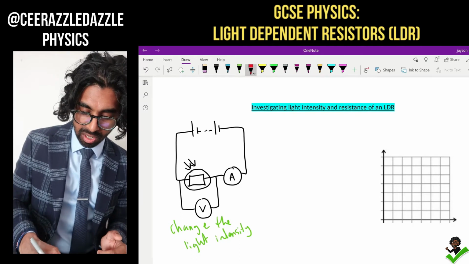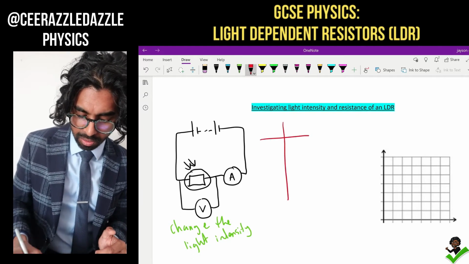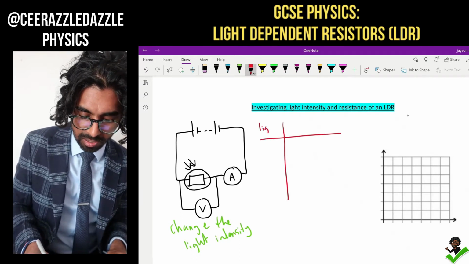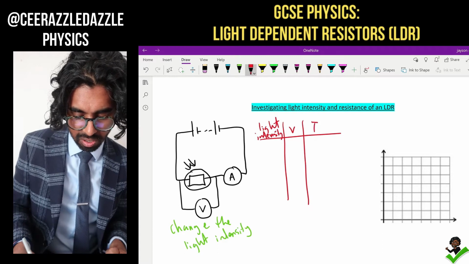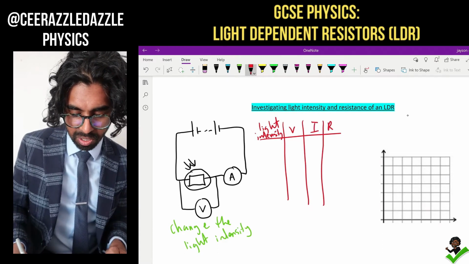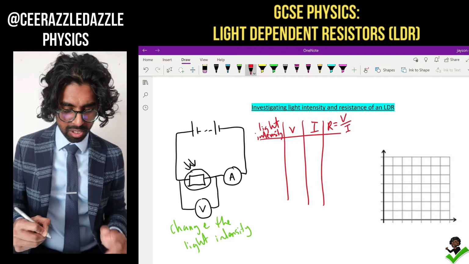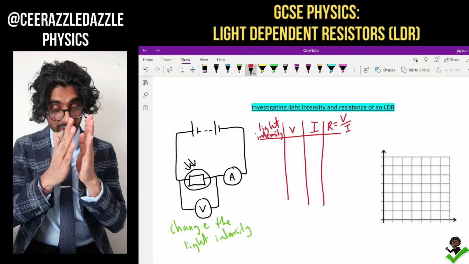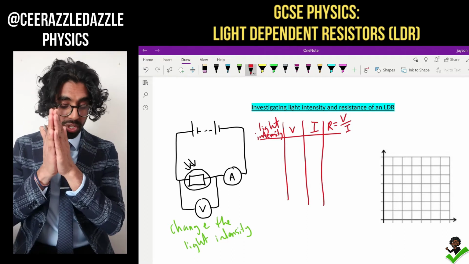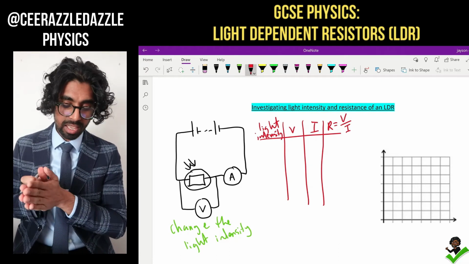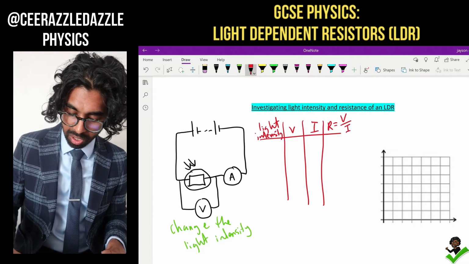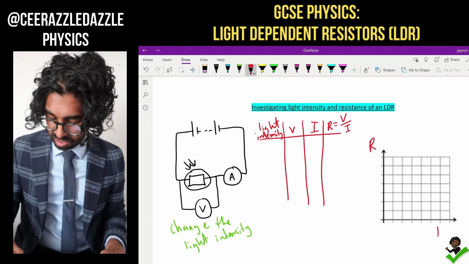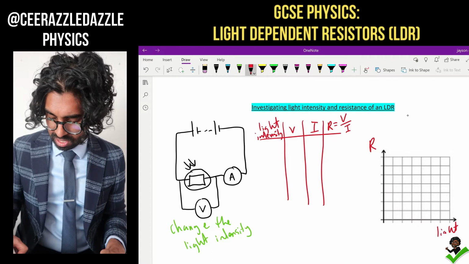Here's our table of results. Light intensity, and we take values of the voltage and the current, and then we calculate the resistance by doing V divided by I. So we change the light intensity, measure the voltage from the voltmeter, measure the current from the ammeter, then calculate the resistance using V divided by I. We can get the following graph: resistance against light intensity.